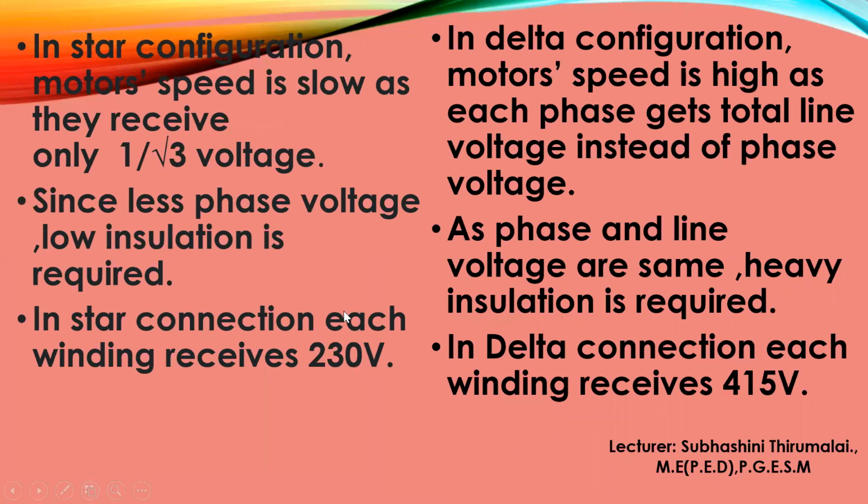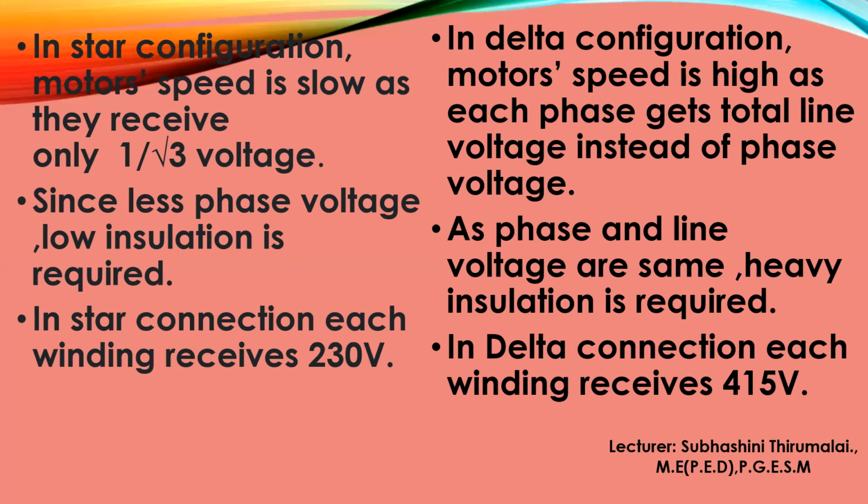Next, in star connections, motor speed is low as they receive only 1 by √3 of the voltage. The phase voltage is 1 by √3 of the line. So voltage is less, current is less, and motor speed is also slow. In delta, both are the same: the line voltage and phase voltage are the same, so it will be fast. Motor speed is high as each phase gets the total line voltage instead of the phase voltage.